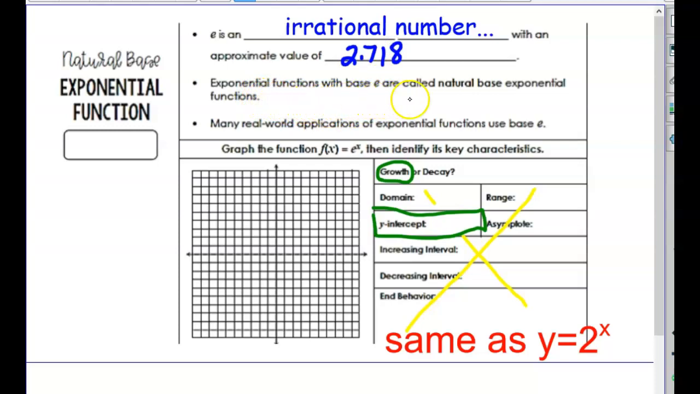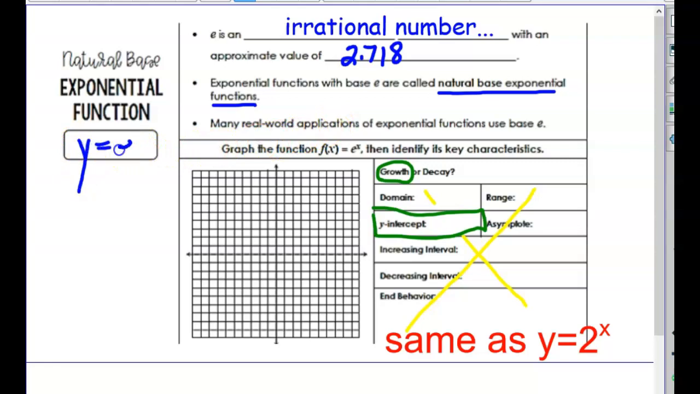Exponential functions with base e are called natural base exponential functions. And when we get to logarithms, base e will be called a natural log. Does that sound familiar? I think you all would have heard of that before. Many real-world applications of exponential functions use base e, including, as we're going to do today, continuous interest. Everybody heard of that phrase, continuous interest?